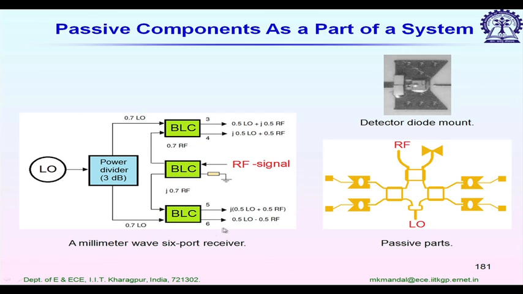This is the schematic circuit of the 6-port receiver. Here you can see the RF incoming signal. It is fed to one branch line coupler, BLC. This is one type of coupler which will divide the power into two ports with a phase difference of 90 degrees. This architecture is using 3 branch line couplers. Not only that, there is one power divider, usually a Wilkinson power divider, and the local oscillator signal is fed to this power divider. All of these are passive components.